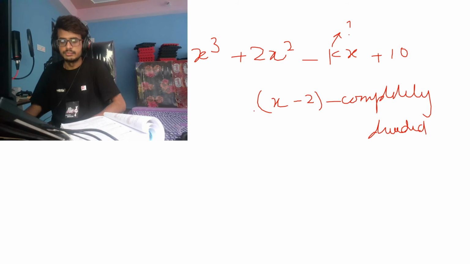So this is the question. x cube plus 2x square minus kx plus 10. Okay, this is divided by x minus 2, and it is completely divided. So now you need to find the value of k. So I'll give you 5 minutes. Try to solve it. Be right back.